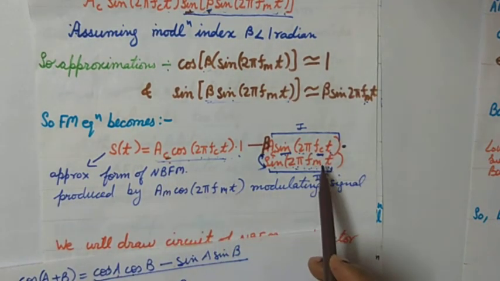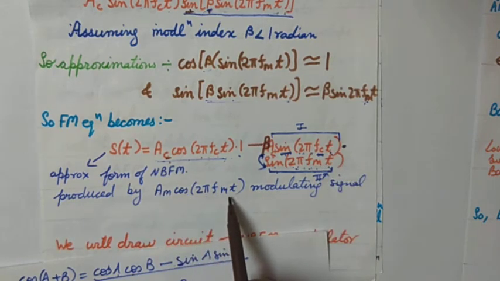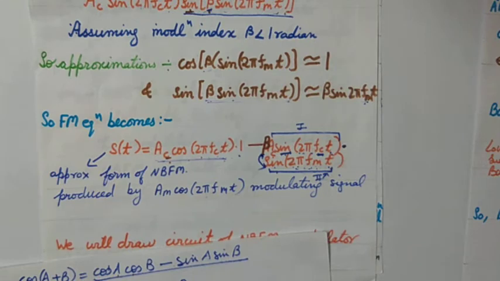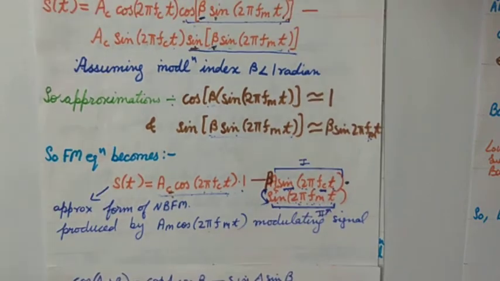And for this we have taken the modulating signal as Am cos 2 pi fm t. In the previous video we have used this same equation for the message. You can see that video.